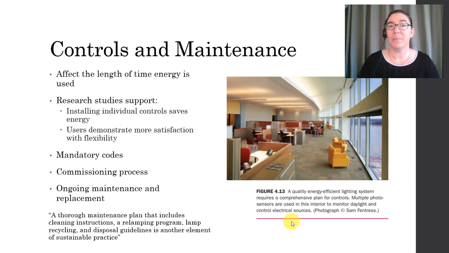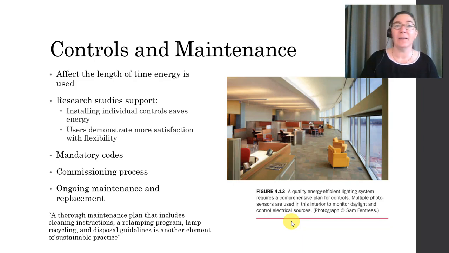Controls are an extremely important part of your general sustainable design characteristics. All right. Controls affect the length of time energy is used in your building, and therefore we can use them to save energy and provide flexibility. Controls are extensively regulated by mandatory codes. All right, here in California, we have the Title 24 California Energy Codes, which regulate how we control our lights. You can also affect the energy use of your building by undergoing a commissioning process and making sure that your luminaires and controls are functioning as designed.